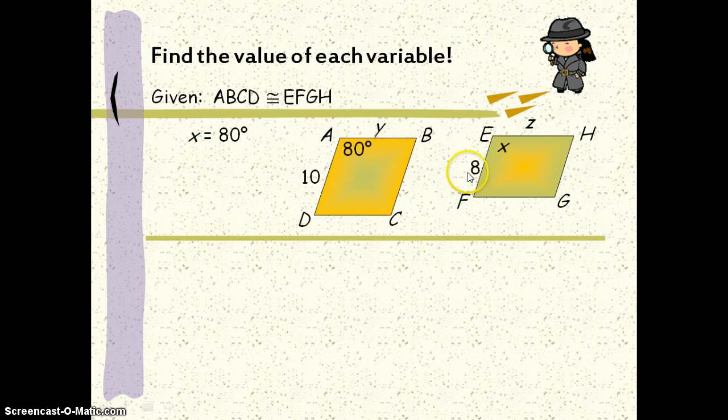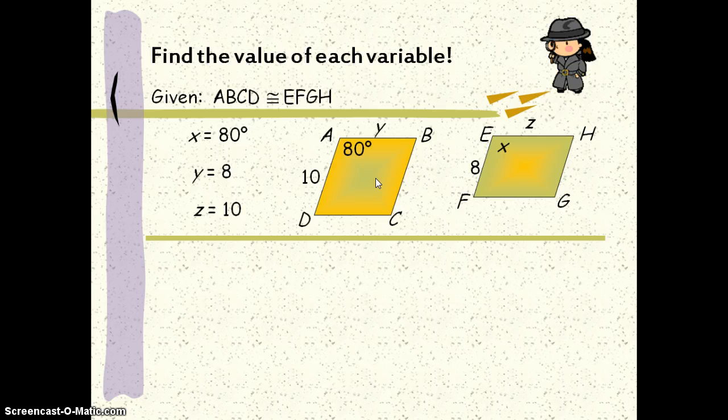Now I'm looking for side Y, AB. Well, I can see that AB should match up with EF. So if EF is 8, then AB has to be 8, which means that Y is going to be 8. And then finally we need to find Z, which is EH. I can see that EH matches up with AD. AD is 10, that means that EH has to be 10, so Z is going to be 10.